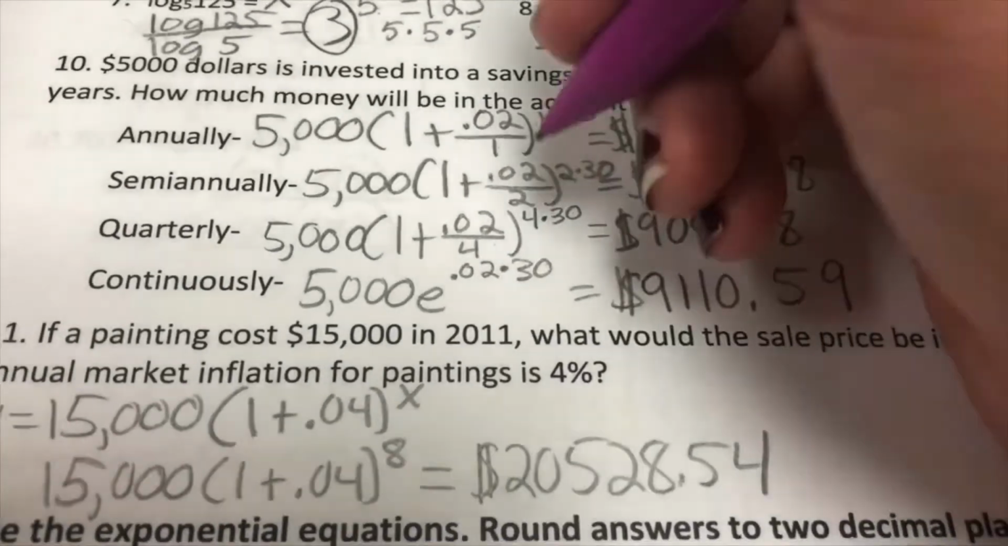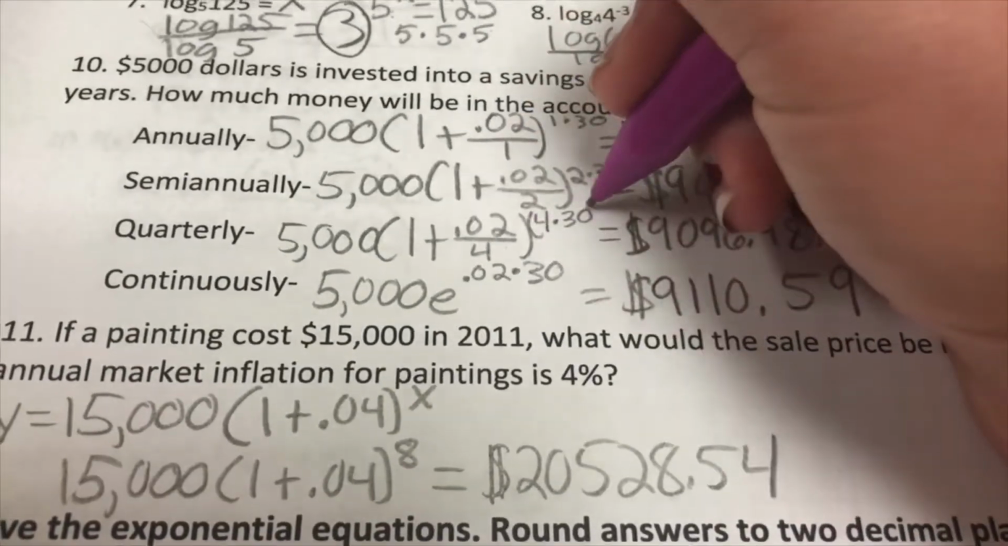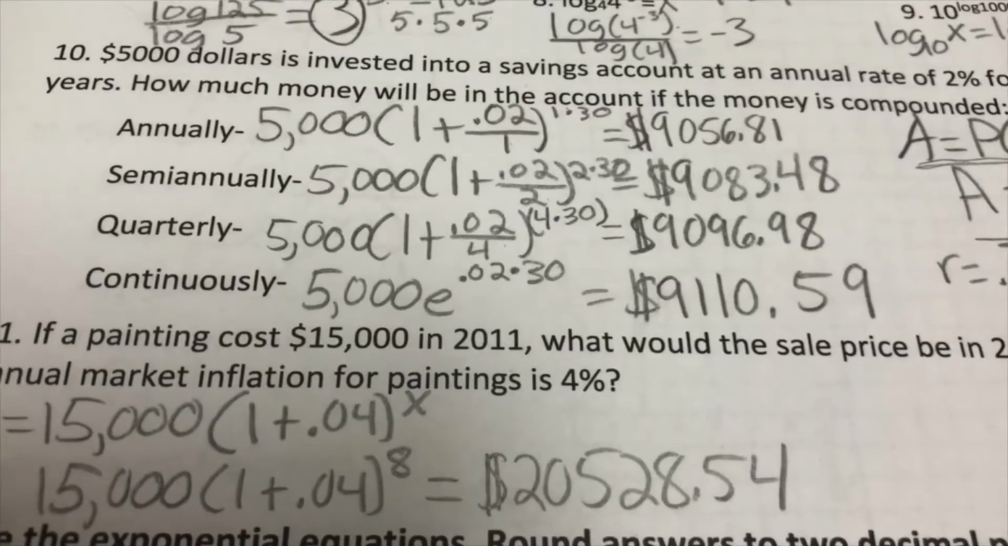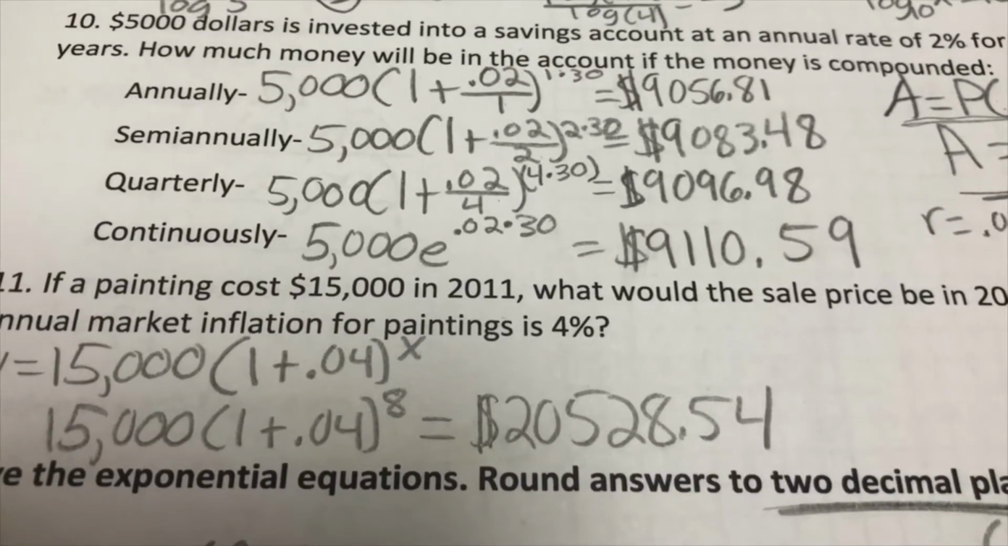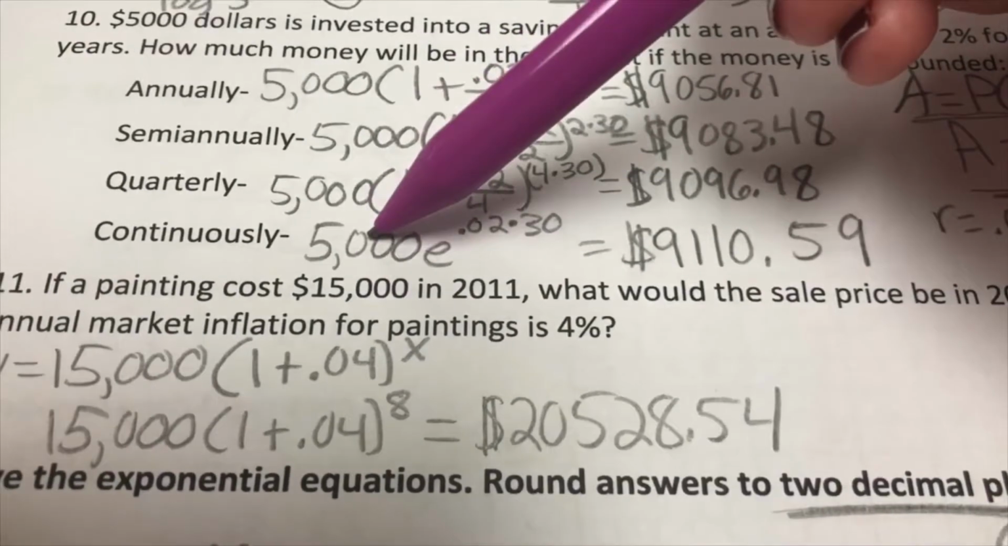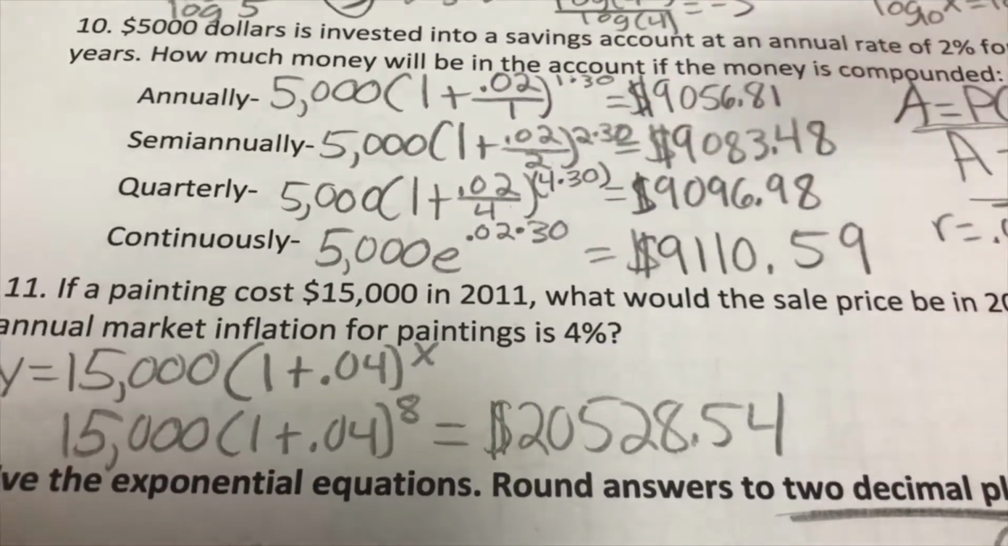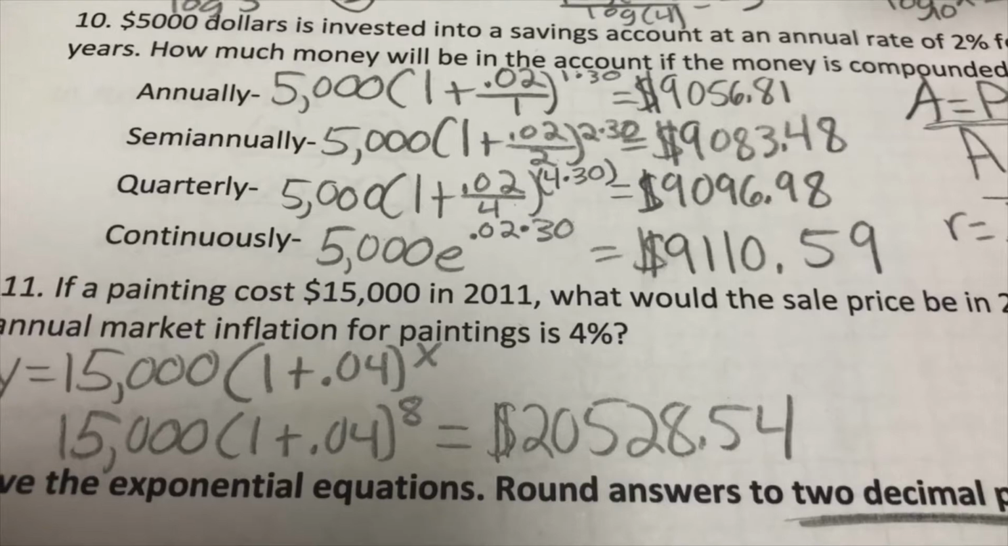Make sure if you're using the old calculators tomorrow, you put parentheses around your exponent. And then continuous is kind of the same thing. It's the same P, r, and t. You just plug it into your calculator.